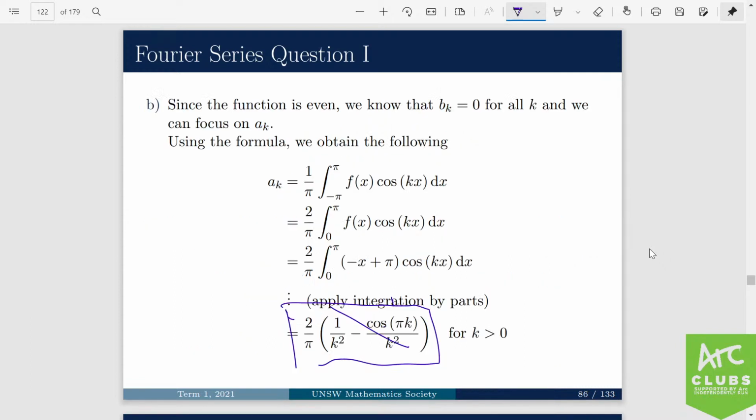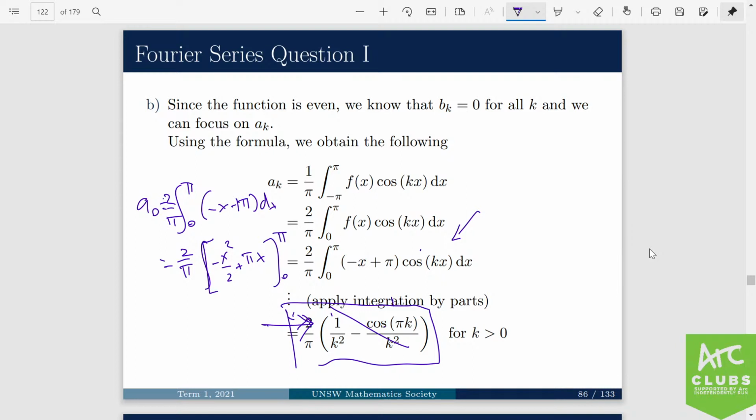Oh, actually, one thing to note is that we can't do this if k equals 0 because we can't divide by k. However, if you plug k equals 0 into here, a_0 just becomes 0 to pi. Cosine of 0 is 1, so you get minus x plus pi dx. I think it all cancels out. So here, which equals 2 over pi, so we get minus pi squared over 2 plus pi squared, and then the zeros are all 0.